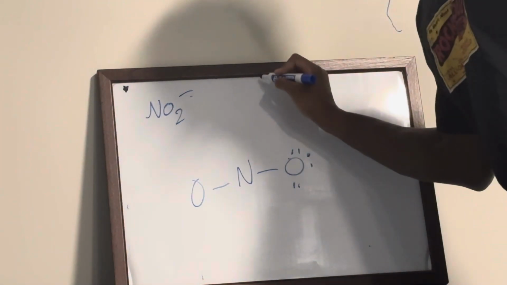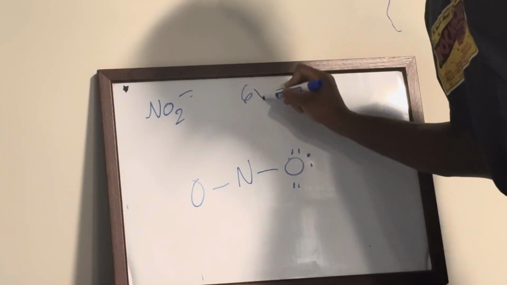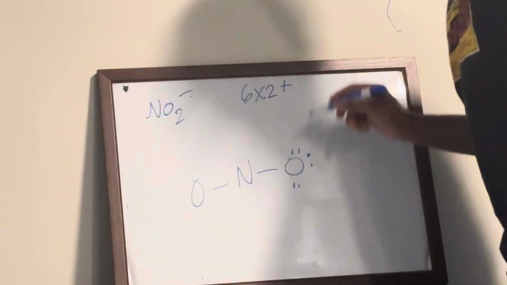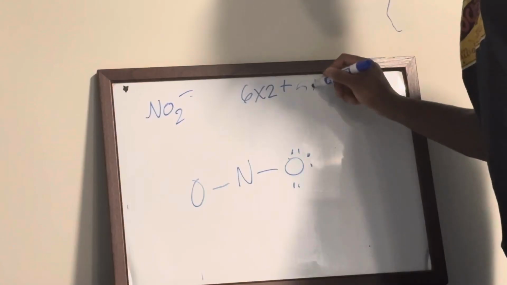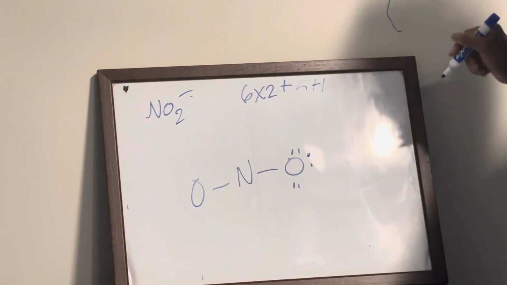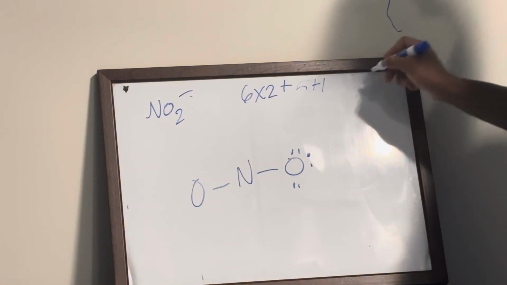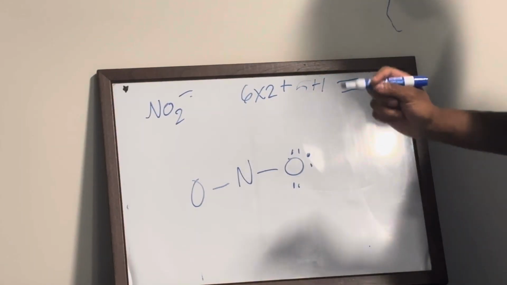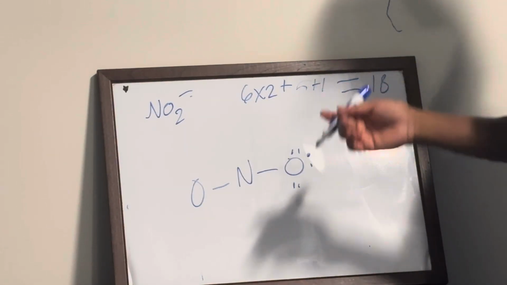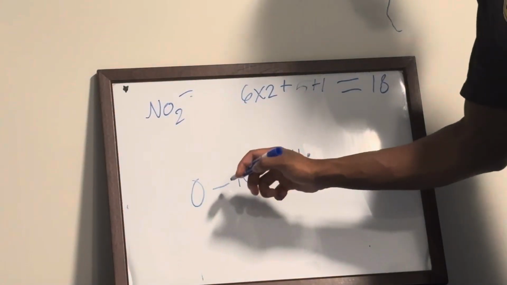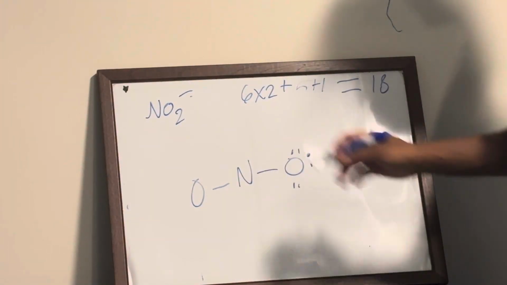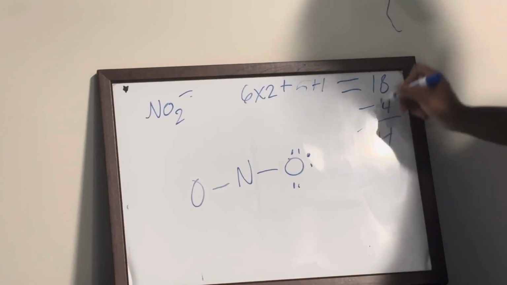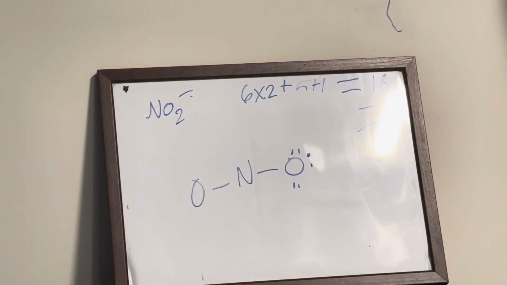So that is 6 times 2 plus 5 plus 1. So that's 6 times 2 plus 6, which is 18. Cool. 18 electrons we're starting out with, minus the 4, because 2 electrons each for these bonds. Minus 4, that gives us 14. There we go. And now we're going to try to fill it up.